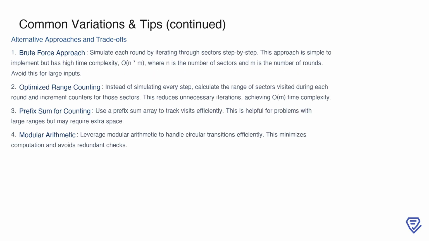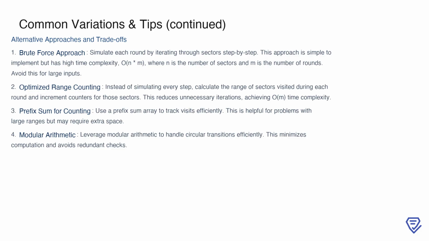To solve this problem, there are a few approaches to consider, each with its pros and cons. The brute force approach involves simulating each round step by step, iterating through each sector that's visited. While simple to implement, the time complexity of O(n*m) makes it impractical for large inputs. A better alternative is the optimized range counting approach. Here, instead of simulating every step, you calculate the range of sectors visited during each round and update the counters directly. This method reduces unnecessary iterations and achieves a time complexity of O(m).